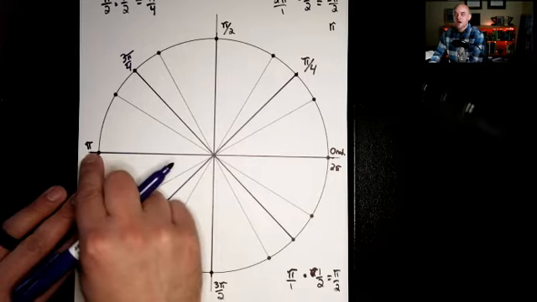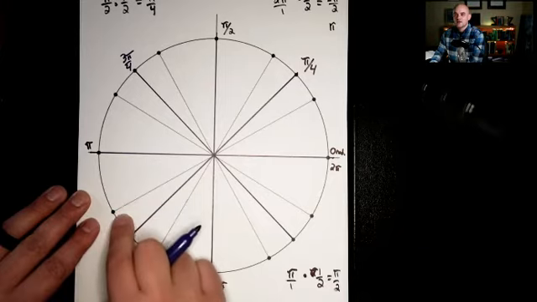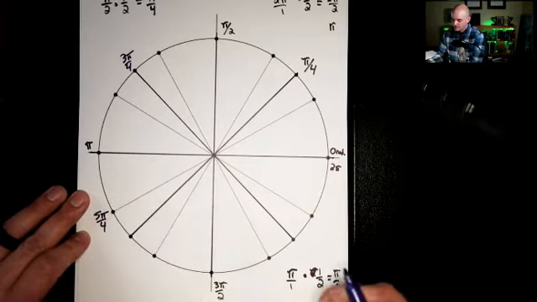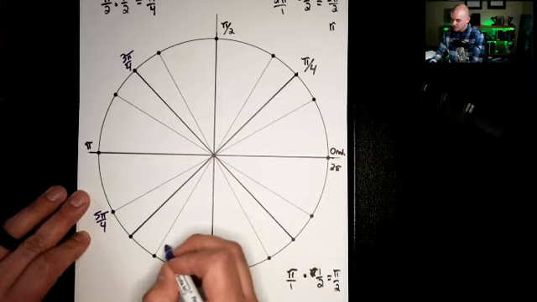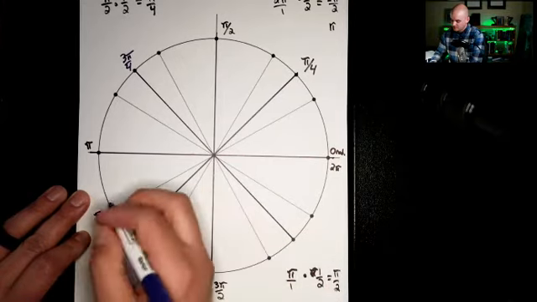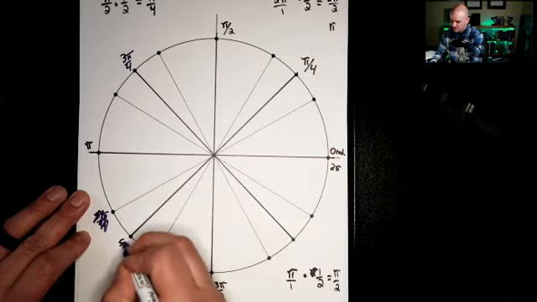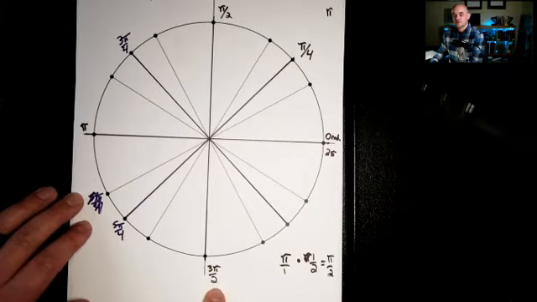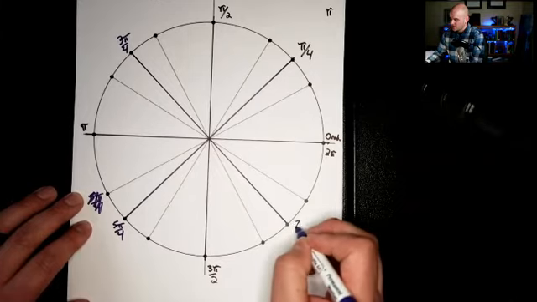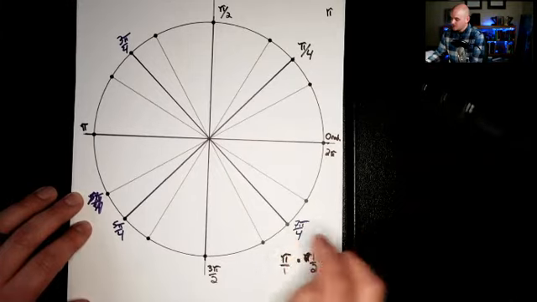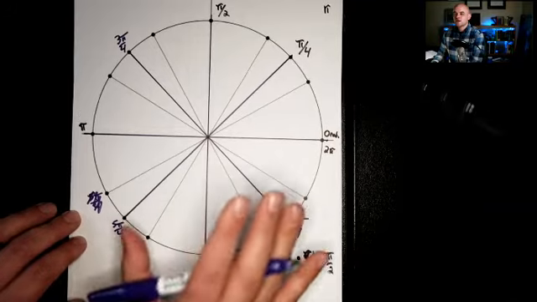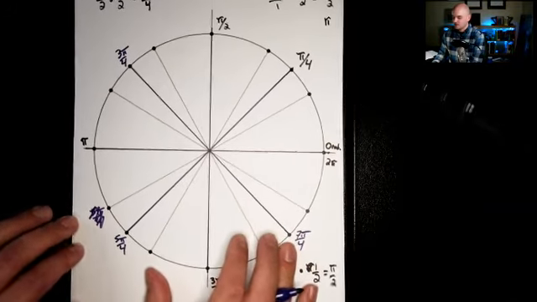This is 4 pi over 4, same thing as pi. This is 5 pi over 4. This is 6 pi over 4, right? Oops, I accidentally marked that in the wrong spot, didn't I? 5 pi over 4. This is 6 pi over 4, which reduces to 3 pi over 2. And then we have 7 pi over 4 right here. And then 8 pi over 4 is at 2 pi, so that matches up. So that covers my 45 degree marks in there.